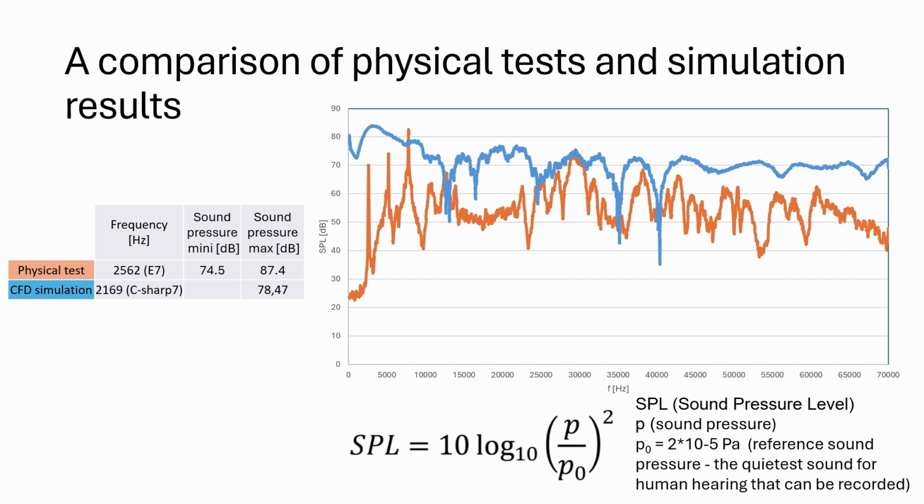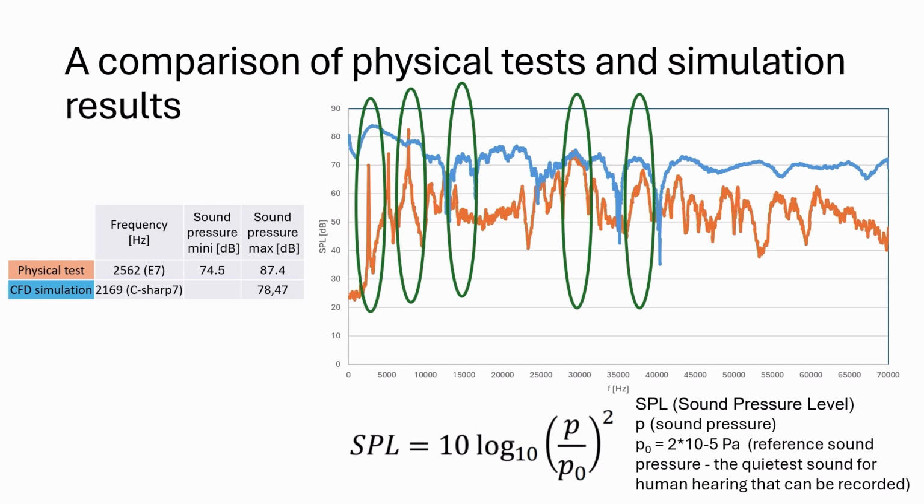The lowest frequency peak is 2562 Hz for the physical test and 2169 Hz for the simulation. In the case of loudness, the value obtained during the simulation is within the range of loudness obtained during the physical test. The graph on the right shows the relationship between decibels and hertz for the physical test, its orange line, and CFD simulation, this is the blue line.